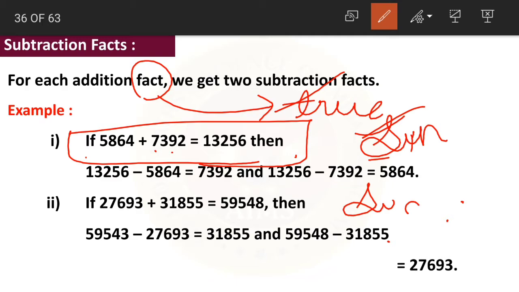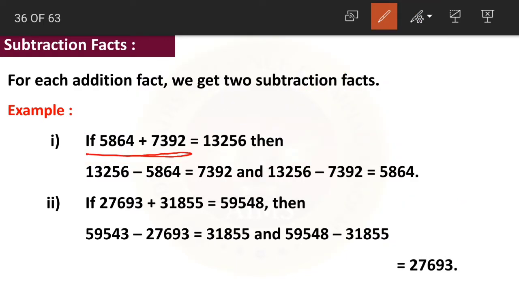It can never be possible that the sun does not rise in the east. So such statements are called facts, which are true. Now here we have just checked, right, by adding these two, the answer is 13,256. Yes, no matter who adds, even if I do the addition or you do the addition or your friend does the addition, the answer will be this only. So the answer will not change. So this is the fact here, addition fact.